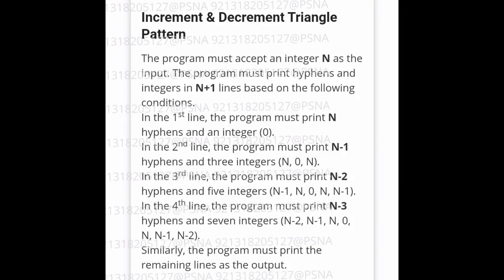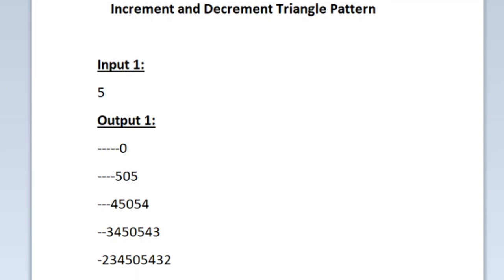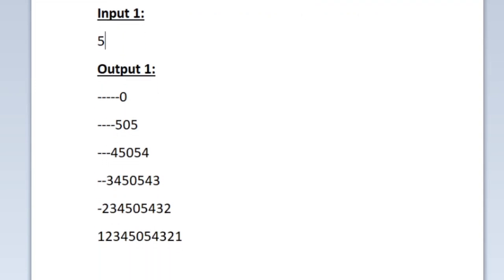This is the question asked in today's SkillRack daily challenge. We are given an integer n as input and our task is to form a pattern like this. Here the given input is 5, so the value of n is equal to 5 and this is the output pattern.